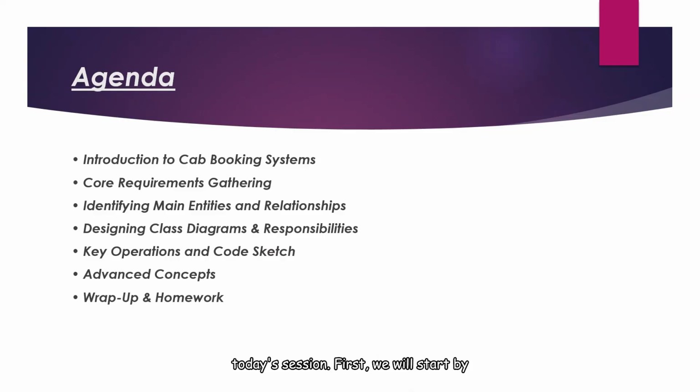First, we will start by introducing the concept of a cab booking system, understanding how such systems operate and the key features they provide. Then we will work on gathering the core functional and non-functional requirements for our design. After that, we will identify the primary entities in the system and explore how they interact with each other. We will spend some time on designing class diagrams, defining their responsibilities, and identifying key operations that the system will handle. Towards the end, we will discuss advanced concepts like real-time updates, concurrency, and pricing algorithms, and conclude with a homework task that will help you expand the design further.